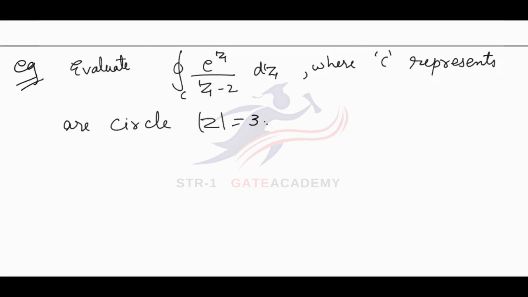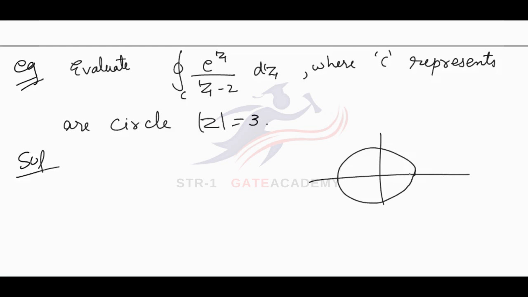C represents mod z equal to 3. Mod z equal to 3 means the radius is 3, right? And the center is 0, 0, right? So let us say this is the diagram. This is basically mod z equal to 3, the circle. This is 3, 0.